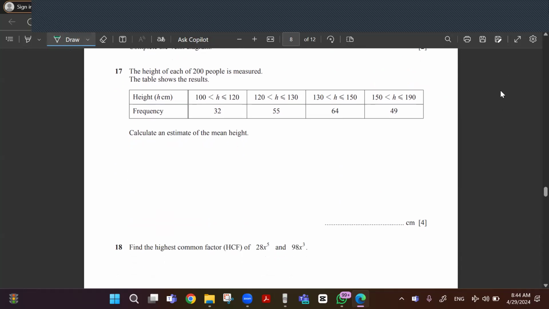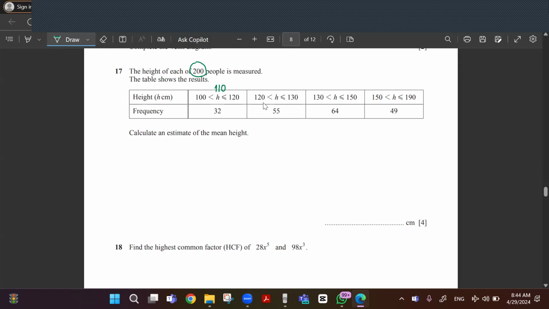Question number 17. He's giving me the height of each of 200 people is measured. So the total for me is 200. The table shows the height and the frequency. Calculate an estimate of the mean height. Okay, what should I do? We said to get the mean, first, get the midpoint of the intervals you have. What is the midpoint between 100 and 120? It is 110. You can do it like that, mentally, or you can add them and divide by 2.